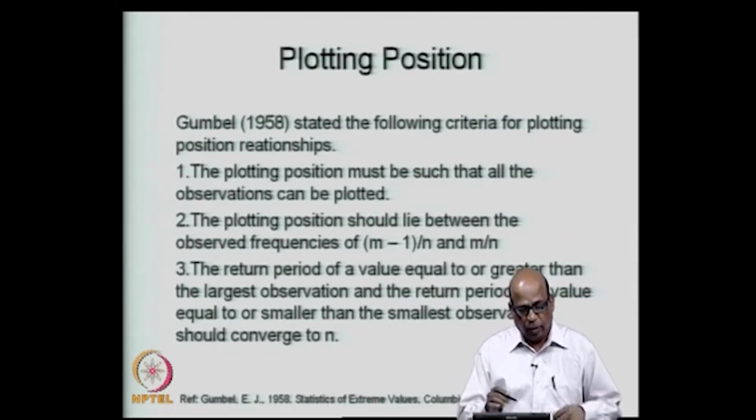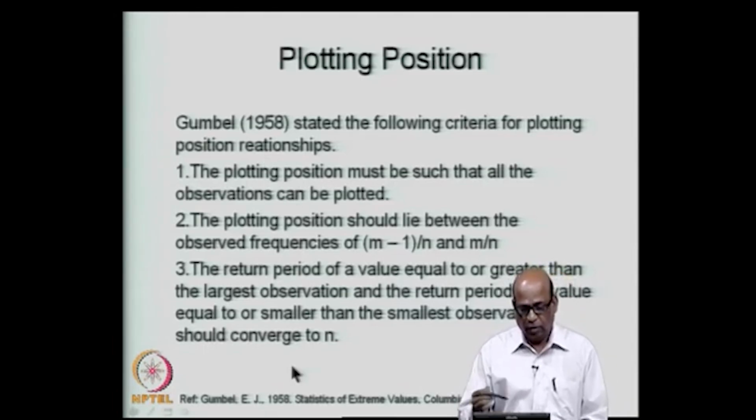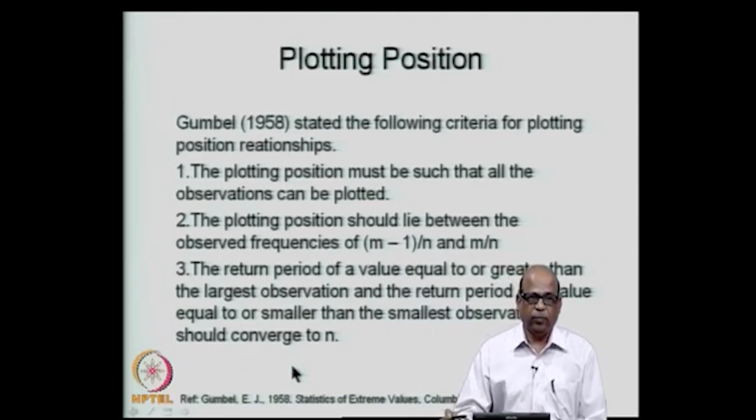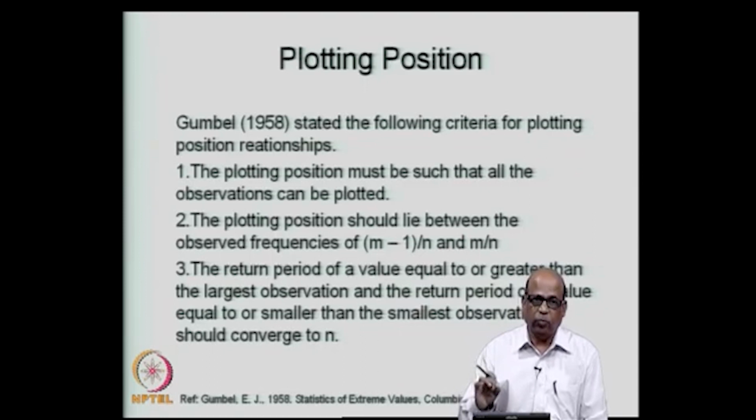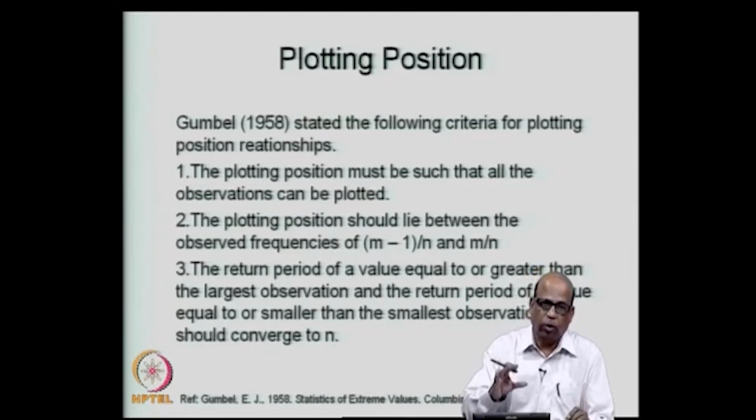Now, from the Gumbel study in the early 1950s, we have the following criteria to be met by a good plotting position relationship. First of all, the plotting position must be such that all observations can be plotted. That is how you have m as well as n. So, you have n number of values and m goes from 1 to n, and all of these must contain both m and n, so that you are able to plot all the observed values.